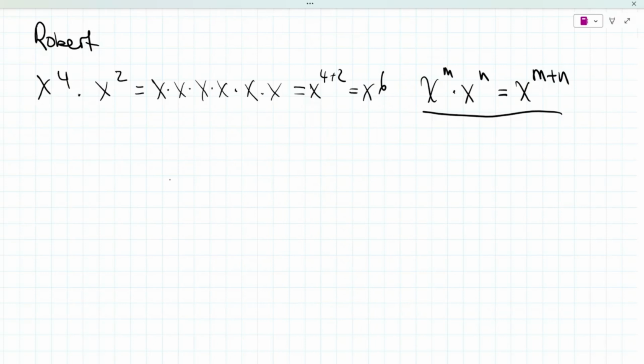So let's look at another practical example. If you had x to the power 5 multiplied by x to the power 7, this will equal x to the power 5 plus 7, and this will end up being x to the power 12, and that would be your final answer.